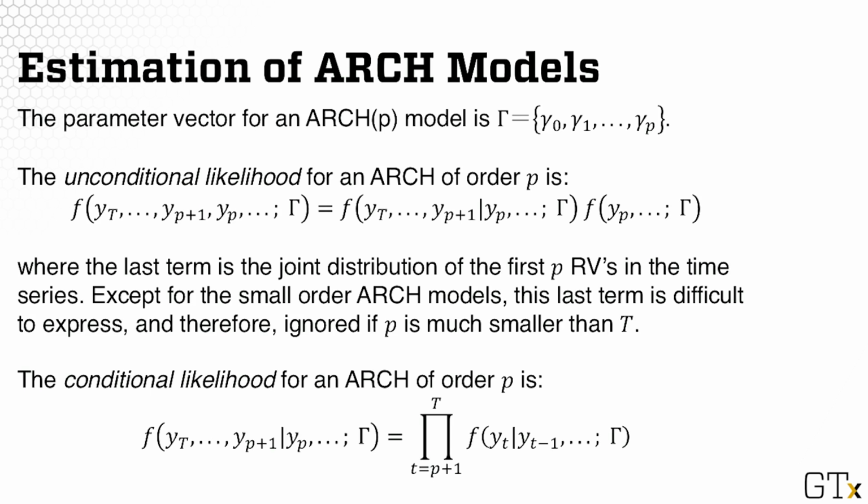Except for the small order ARCH models, this last term is difficult to express and therefore ignored if p is much smaller than T. Thus, in fitting an ARCH p model, we instead maximize the conditional likelihood defined on the slide. The maximization is with respect to the coefficients in the ARCH model. Since the estimation requires a numeric algorithm, it is only done using statistical software such as R.